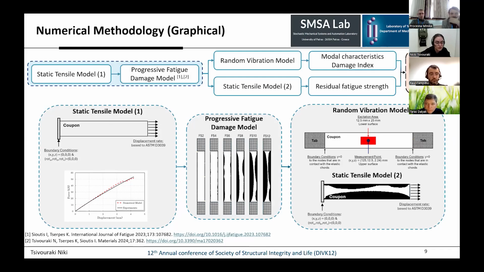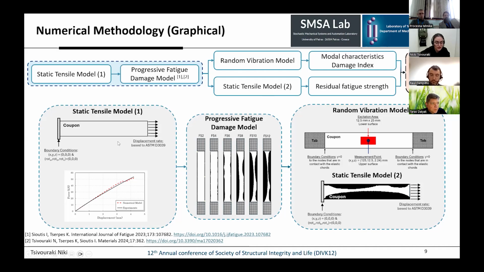The numerical methodology of residual fatigue life and strength assessment through random vibration responses is similar to the experimental one. First, the static tensile model, which is validated from the initial static tensile test. Secondly, the progressive fatigue damage model, which uses Hashin failure criteria and is validated from the C-scan images of how the damage evolved. Thirdly, the random vibration model, which is validated from the experimental PSD spectrums. And fourthly, the second static tensile model after the fatigue loading, which is validated from the second series of static tensile tests.